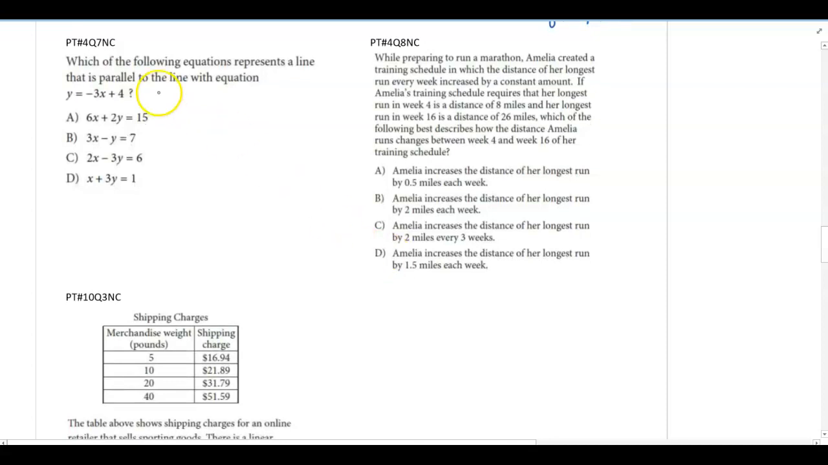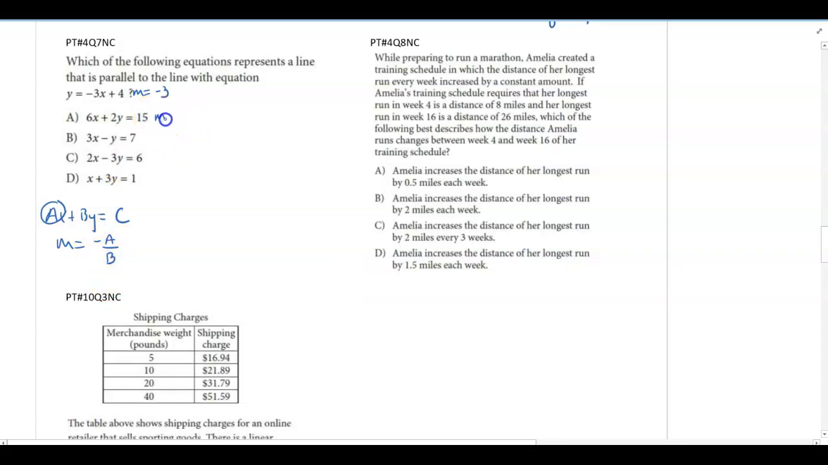Okay. Which of the following equations represents a line that is parallel to the line with the equation y equals -3x plus 4? Remember, parallel lines have equal slopes. So what is the slope of the line given? -3. So now we have to find the slope of each of these lines. And remember, each of these lines are given in standard form. So it's much easier to find the slope of a line in standard form by taking the opposite of the number in front of x, which is a, and dividing it by b.